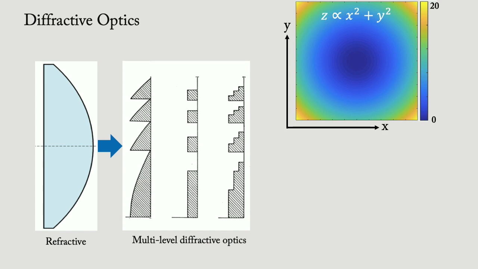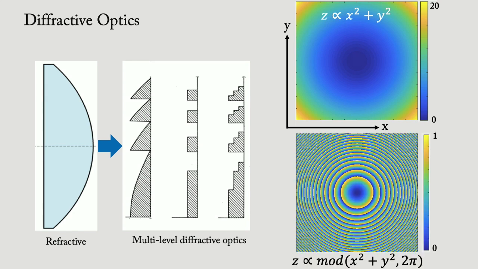If you have a lens, the height of the lens, in this case this is the z-axis and this is the xy plane that's perpendicular to this projection plane, is proportional to x squared plus y squared. So you are going to see kind of a spherical geometry. But then when you go to diffraction or diffractive optics, you are going to do a modulo 2 pi, and this is how your structure is going to look. Okay, so that's how a diffractive lens looks.